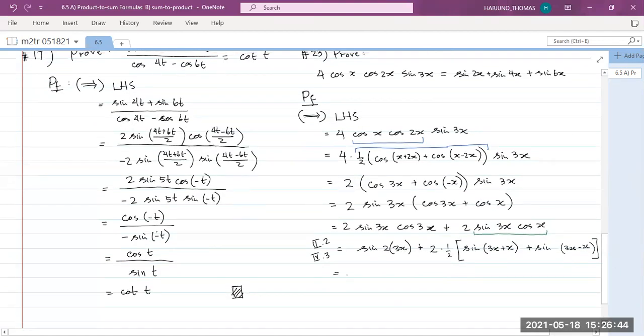That is sine 6x plus sine 4x plus sine 2x. Let me rearrange the ordering so that it matches what we have on the right hand side. Like commutative property, right? Addition is commutative. That's what we have on the right hand side.